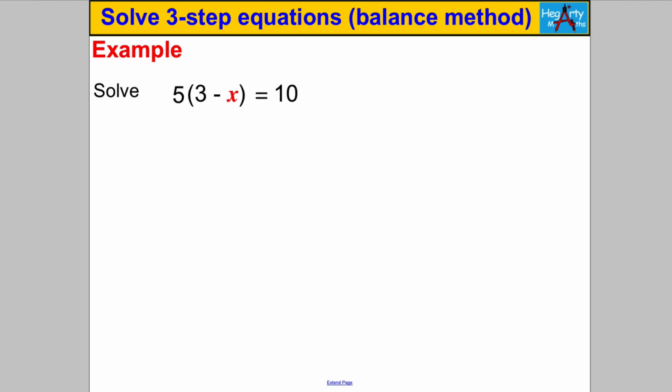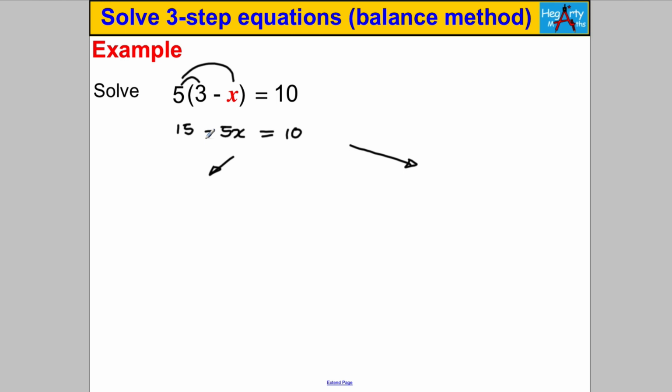Now in a previous video I said when you have brackets, usually it's best to multiply them out. So let's do that to start with. Here's our first step. Multiply out this. We get 15 subtract 5x is equal to 10. Two options at this point. I'll just do option 1 this way and I'll do option 2 this way afterwards.